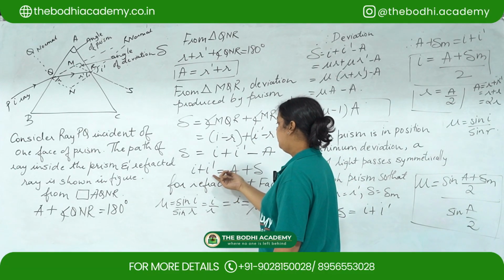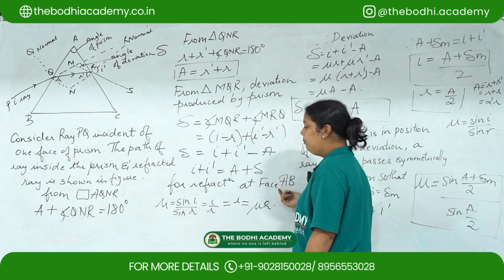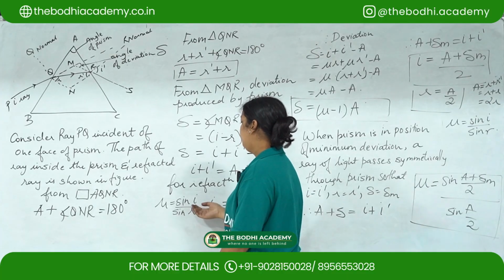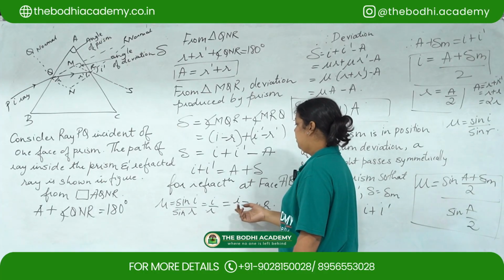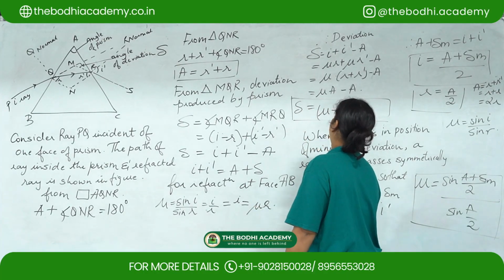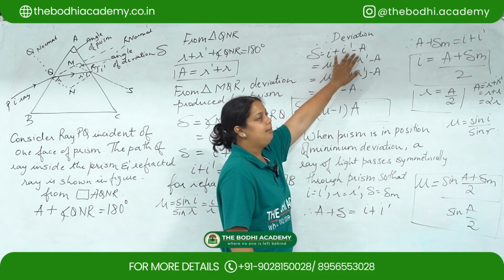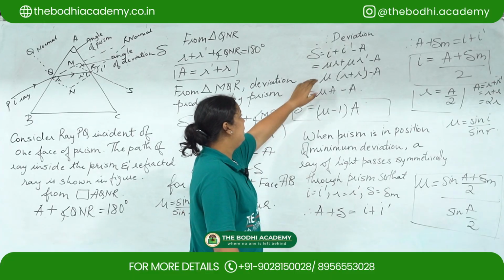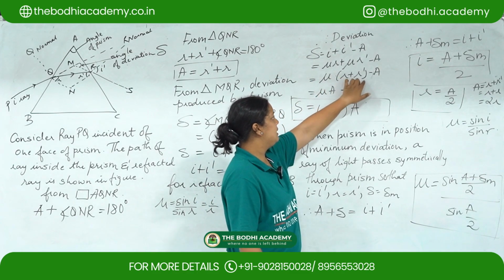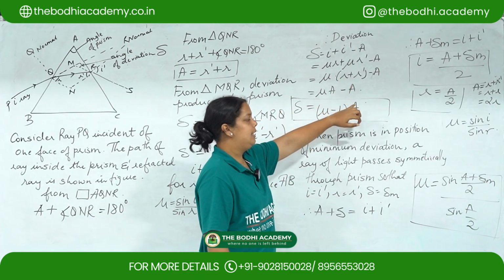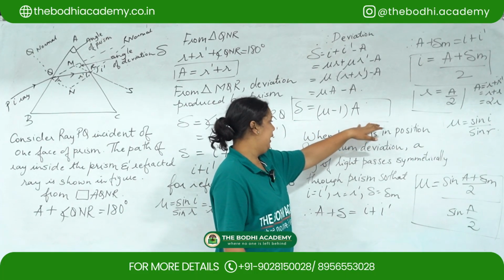So i plus i dash is equal to A plus delta. For refraction at face AB, we have mu, that is the refractive index, equal to sin i upon sin r. So that is going to be i upon r. So rearranging, we get i equal to mu r. So deviation delta is equal to i plus i dash minus A. Substituting the values, we get mu r plus mu r dash minus A. Taking mu common, we get mu times (r plus r dash) minus A, which is mu A minus A. So delta is equal to (mu minus 1) taking A common.